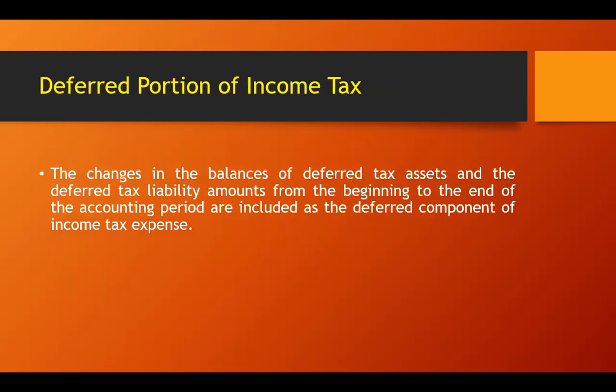We have another portion in the profit and loss account. This is called the deferred portion of the income tax. The changes in the balances of deferred tax asset and deferred tax liabilities from the beginning to the end of the accounting period are included in the deferred component of the income tax expense. The deferred portion is simply the difference between the opening balance and closing balance of deferred tax assets and deferred tax liabilities, which are shown in the balance sheet.